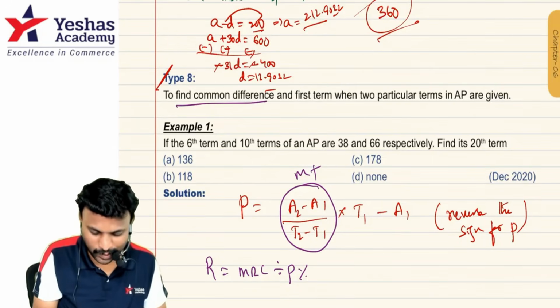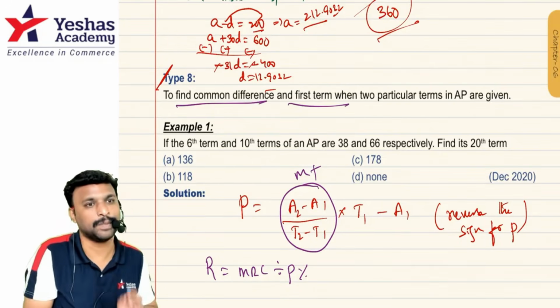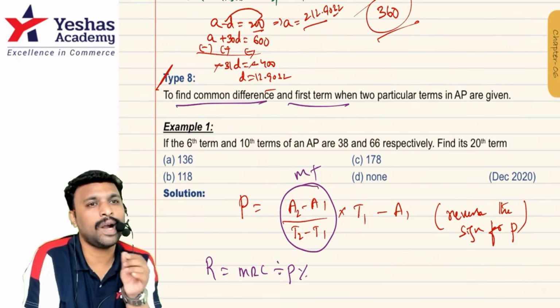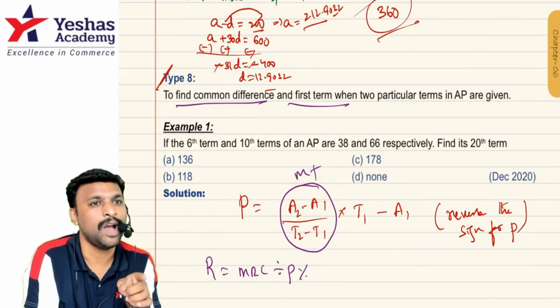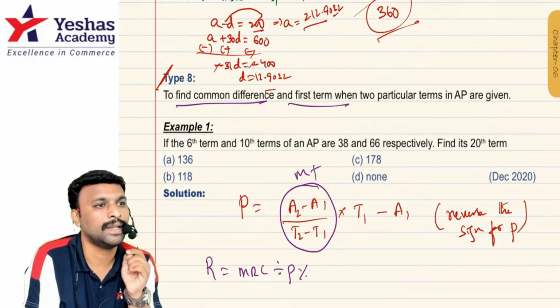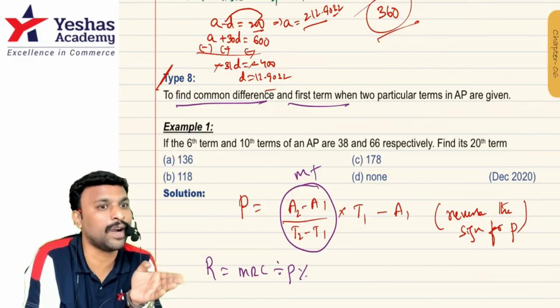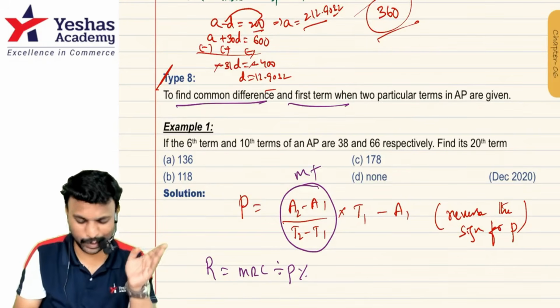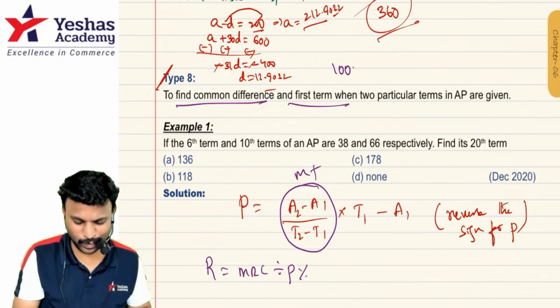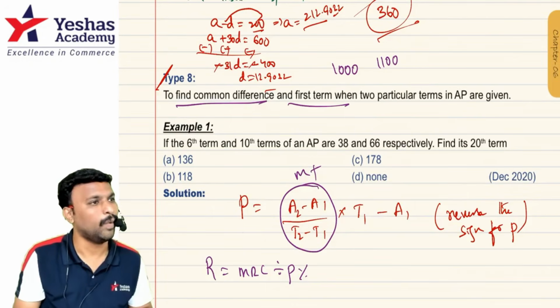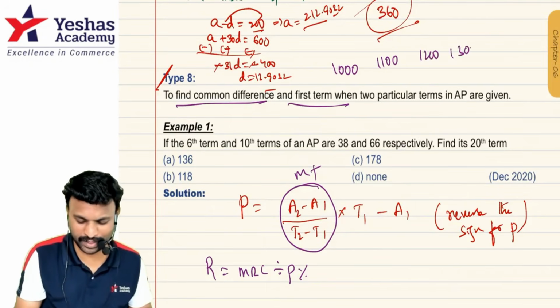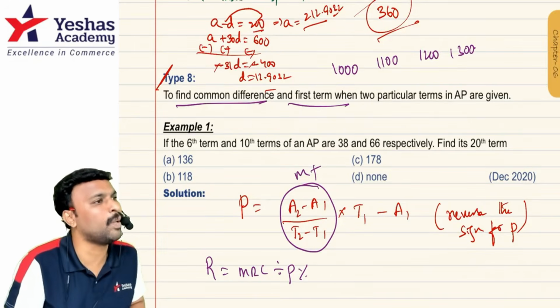Look, to find the common difference and the first term. Everybody, what terms in SI are in AP? Is it the principal? Is it the interest? Or is it the amounts? It's the amounts which are in AP. I already told you, right? You invest 1000, 1100, 1200, 1300. All these are amounts.